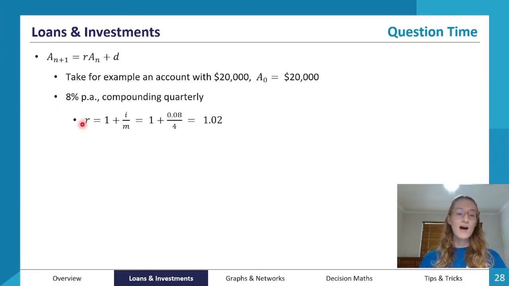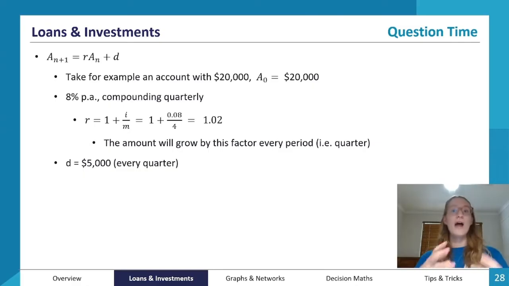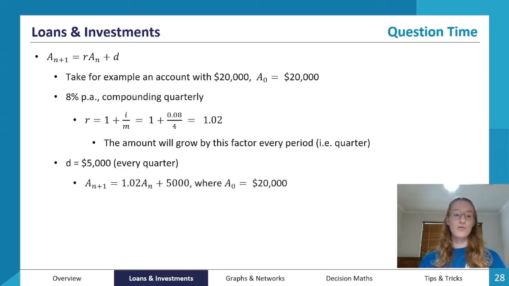So that means our R, our growth factor of our investment, is 1 plus I over M, decimal rate of interest, 0.08, divided by number of compounds per year, compounding quarterly, so 4 times a year, gives us our growth rate of 1.02 per quarter. So it's going to grow by 1.02 every quarter. And D, this person in their annuity, they are going to invest or add to it $5,000 every quarter.